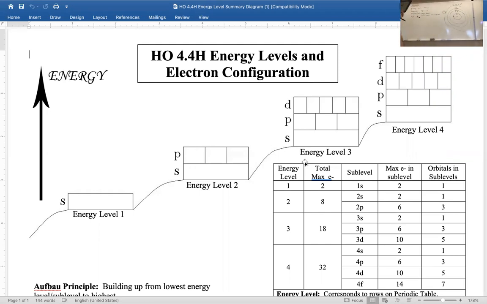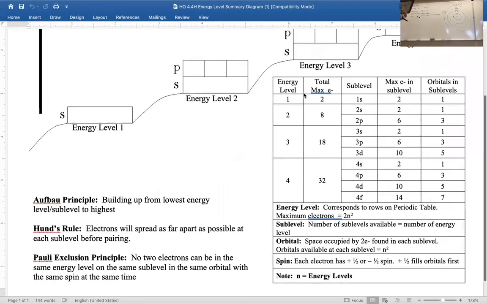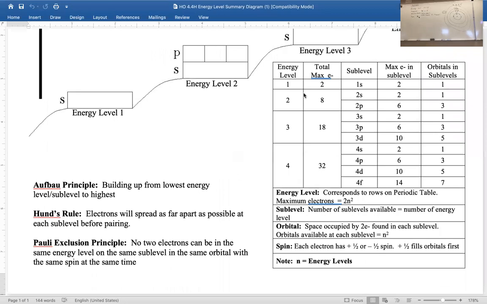Hang in there, guys. You're doing great. I want to draw your attention to the stuff on the left. Now that we've got all the parts and we've seen some examples, I wanted to take you through the rules. There are 3 rules that we have to abide by when we're looking at electron configurations.